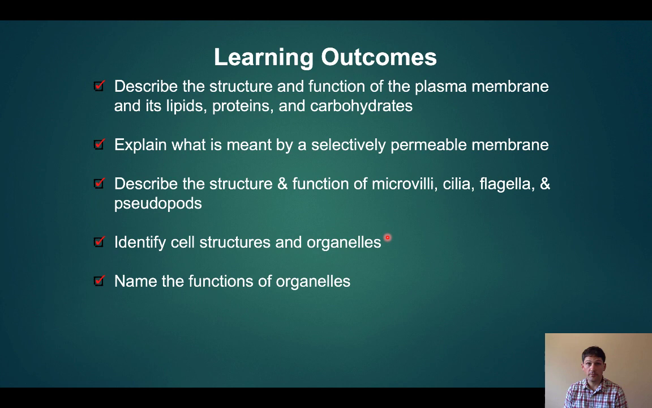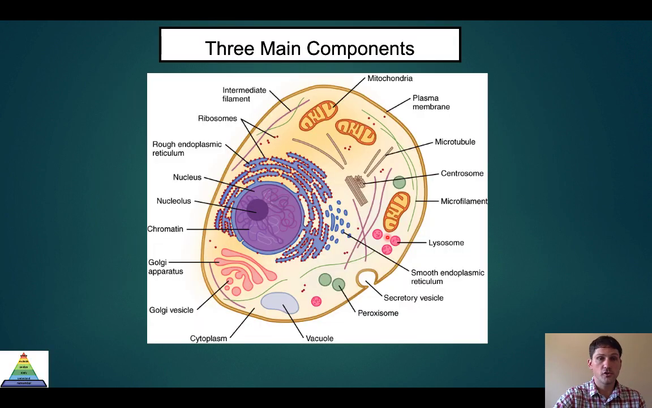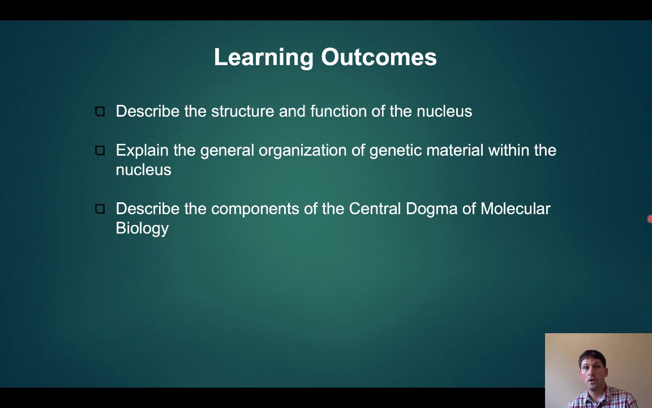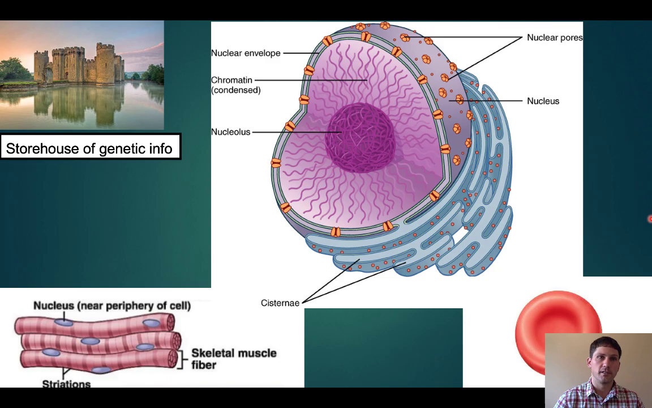So we've made it through these learning outcomes, and we're going to continue on our journey here. And now what we want to do is talk a little bit about our nucleus. Okay, so what's the structure and function of the nucleus? What are the general organization of genetic material? And what's the central dogma or the central message of molecular biology, right?